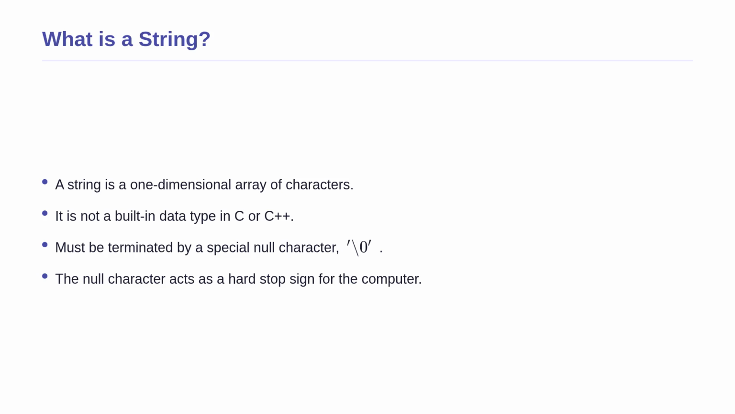Imagine a string as a passenger train traveling down a track where each car holds exactly one letter. But how does the station master know where the train ends? In C and C++, a string is simply a one-dimensional array of characters, but it must always end with a special invisible marker called the null character. This acts as a hard stop sign. Without it, the computer would keep reading memory indefinitely, printing random garbage values until the program eventually crashes.